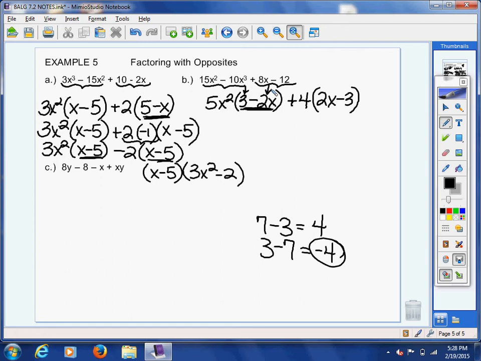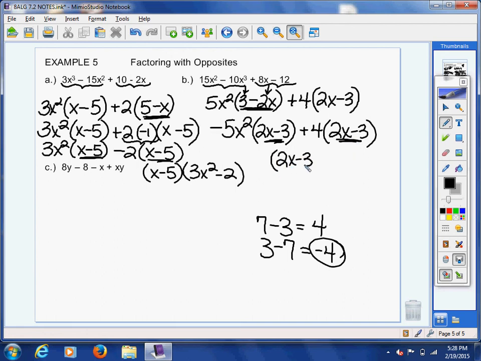So if I do that, take out a negative 1, I'm going to put that negative 1 out in front with the 5x squared, making it negative 5x squared, and then I'm able to change my signs because I took that negative out. And now, look, I got a common binomial. Woohoo! I'm able to factor this. I can now. I was stuck before, and now I'm unstuck. And I can finish the problem, and here's my answer.